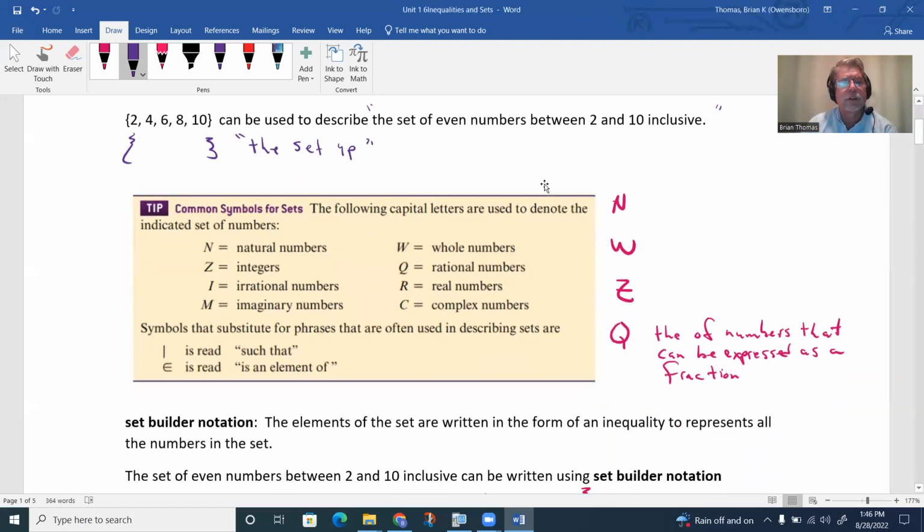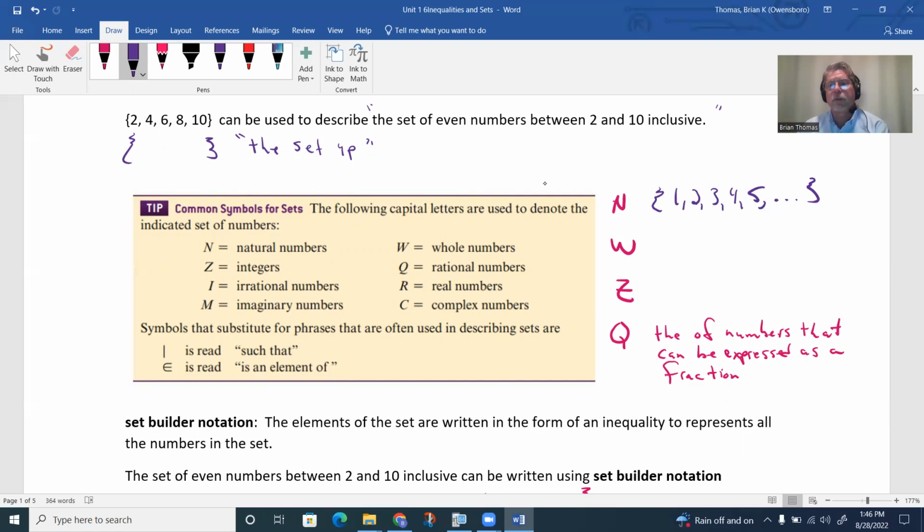As we move further, some common symbols for sets. For capital letters, a lot of times we use these to note different sets of numbers. N describes the set of numbers that we call natural numbers, often called counting numbers. This is the set of 1, 2, 3, 4, 5, and the three little dots mean this set continues on in that fashion.